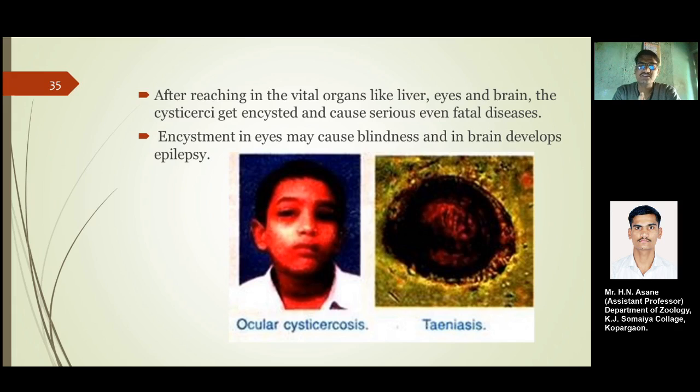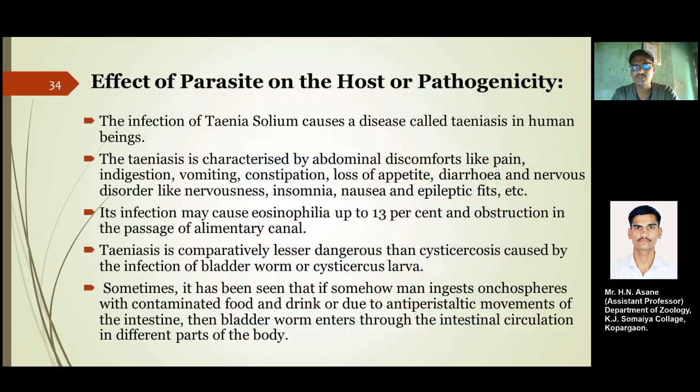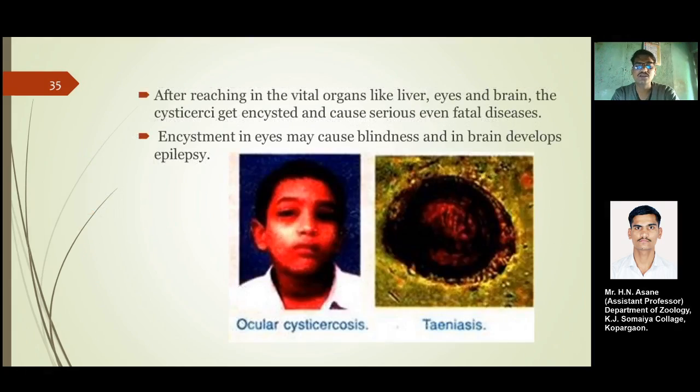As you can see, this second picture of taeniasis shows the mucous membrane invasion by the bladder worm, which finds a path to get attached. If the bladder worm migrates with the circulation, it is dangerous, as it can get migrated into the liver, eyes, or the brain. So these are some severe pathogenicity effects of this type of parasite.